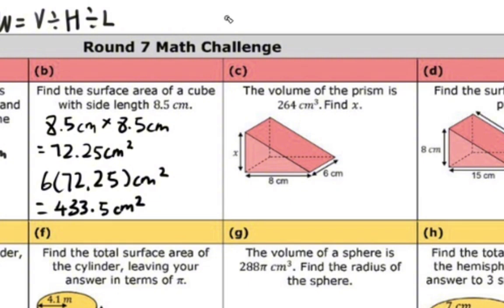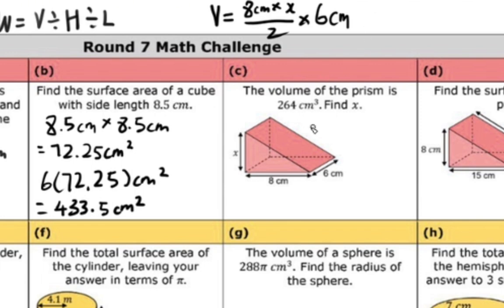Question 3. The volume of the prism is 264 cm cubed. Find X. So to find the volume for this prism, it will be V equals to 8 cm multiplied with X divided by 2 and multiplied with 6 cm.